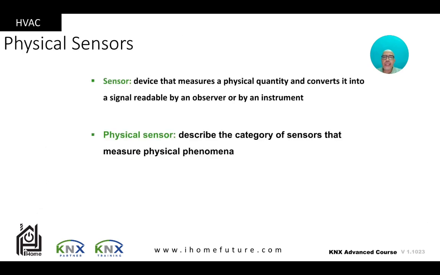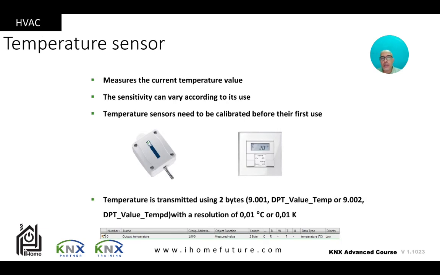What else do I need in my system? I need sensors. As we said before, sensors will read physical data like temperature, brightness, and wind. So what kind of sensors can I use in a KNX system or an HVAC system via KNX in general? A temperature sensor is a very important one. Mostly you'll find one integrated in the thermostat itself, and it reads data based on a 2-byte system, in Celsius or Kelvin.